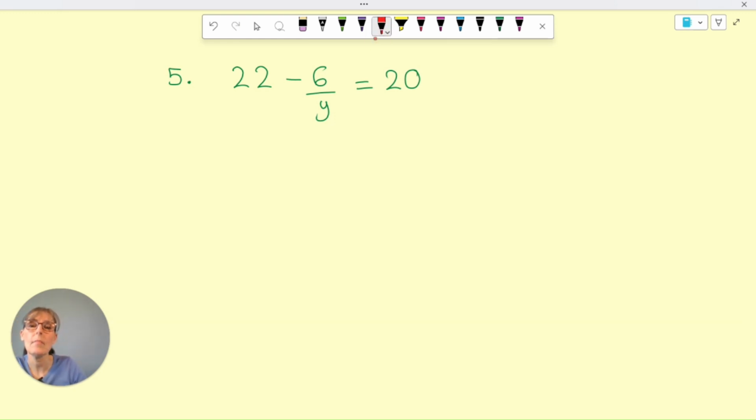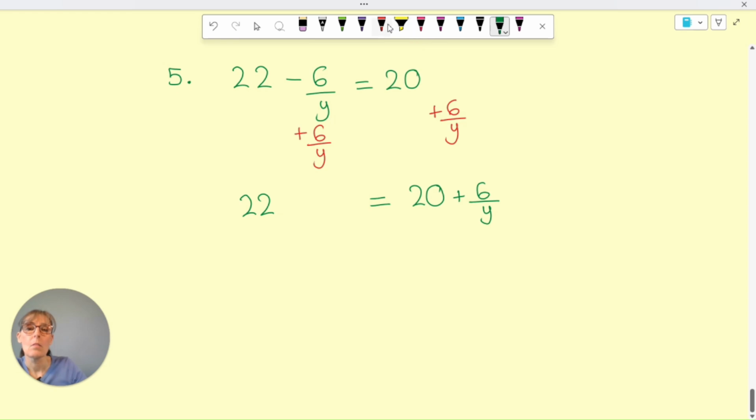Okay. So I'm going to add 6 divided by y to both sides and rewrite it. 22 take away 6 divided by y plus 6 divided by y, gets rid of that, equals 20 plus 6 divided by y. Okay, so I want the, I think I need to move this first. So it's positive 20, so I'm taking away 20 from both sides.